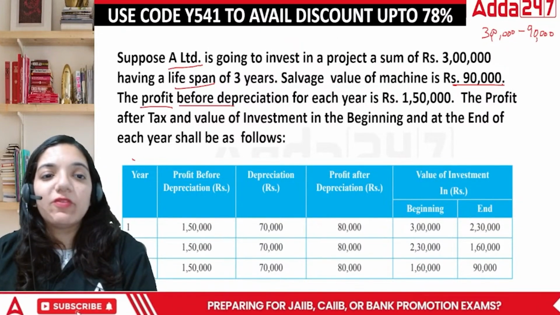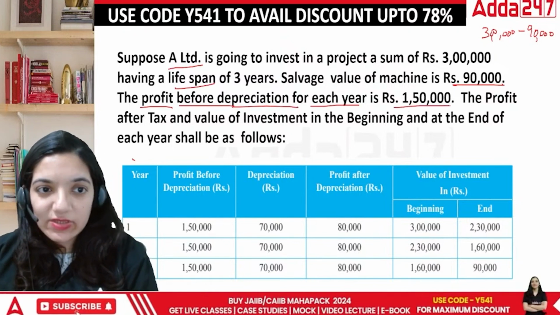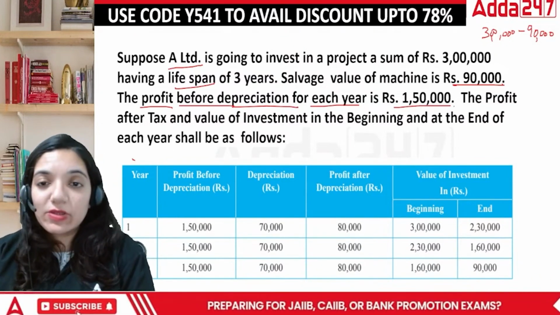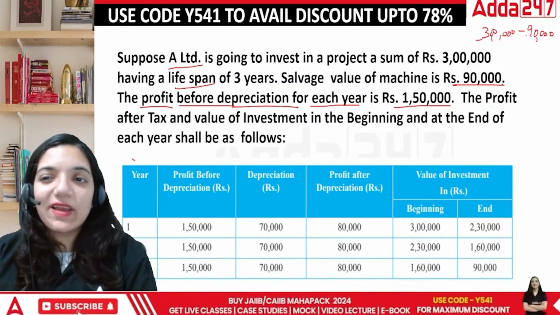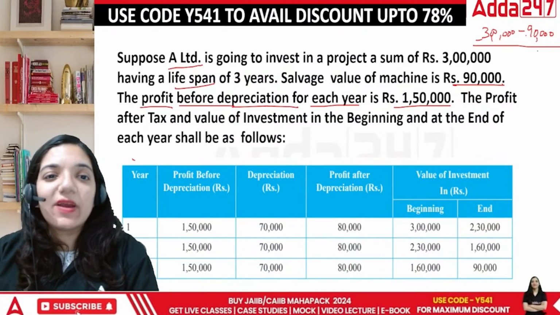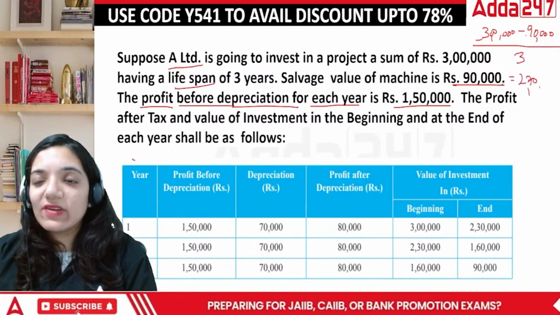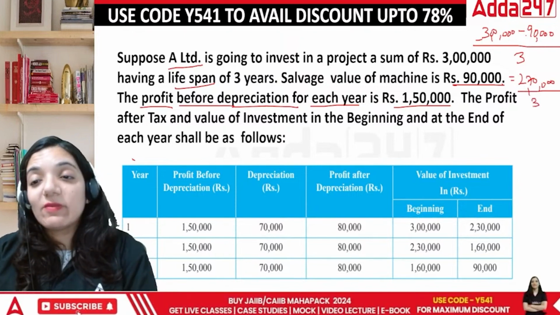The profit before depreciation for each year is 1,50,000. Matlab you earn 1,50,000 as your profit before putting the depreciation. How do we calculate depreciation, everyone? Cost minus salvage value divided by number of years. That means you have 2,70,000 as the depreciation total. Divide by 3 years, that means rupees 90,000.